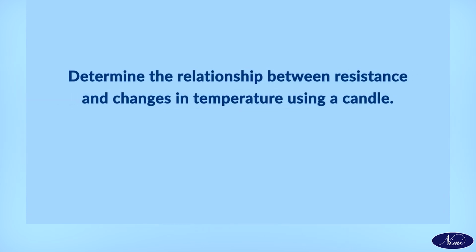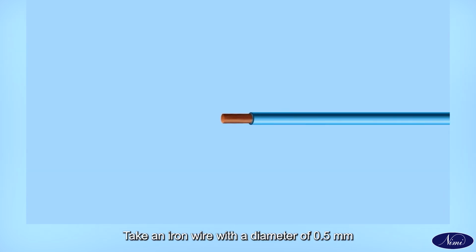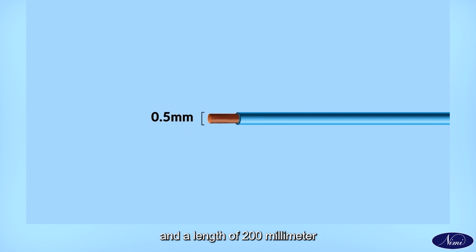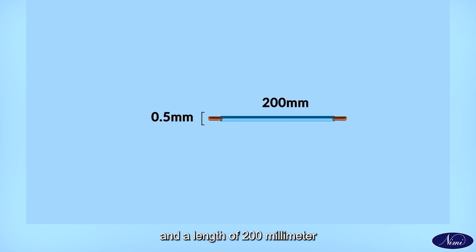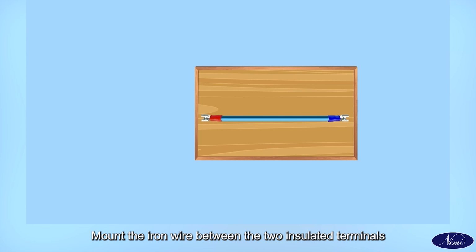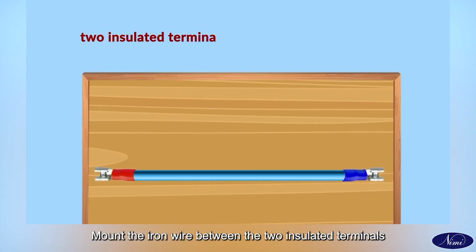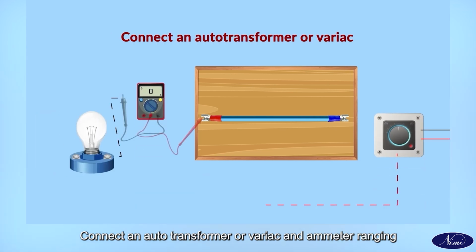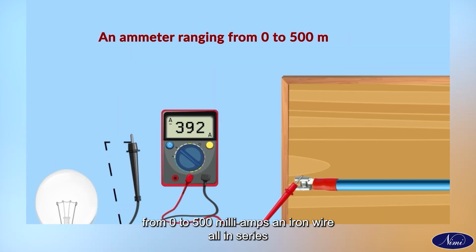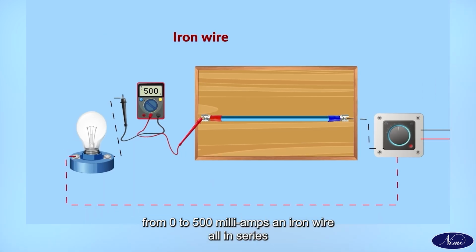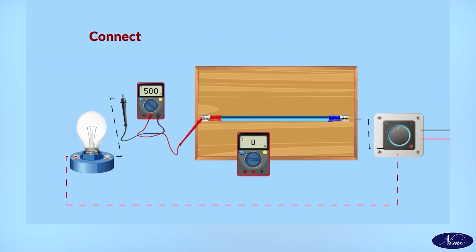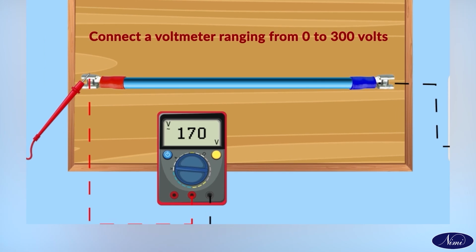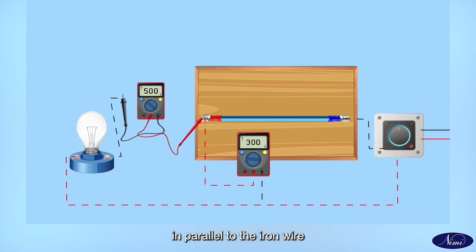Determine the relationship between resistance and changes in temperature using a candle. Take an iron wire with a diameter of 0.5 mm and a length of 200 mm. Mount the iron wire between the two insulated terminals fixed to the wooden board. Connect an autotransformer or variac, an ammeter ranging from 0 to 500 milliamps, and the iron wire all in series. Connect a voltmeter ranging from 0 to 300 volts in parallel to the iron wire.